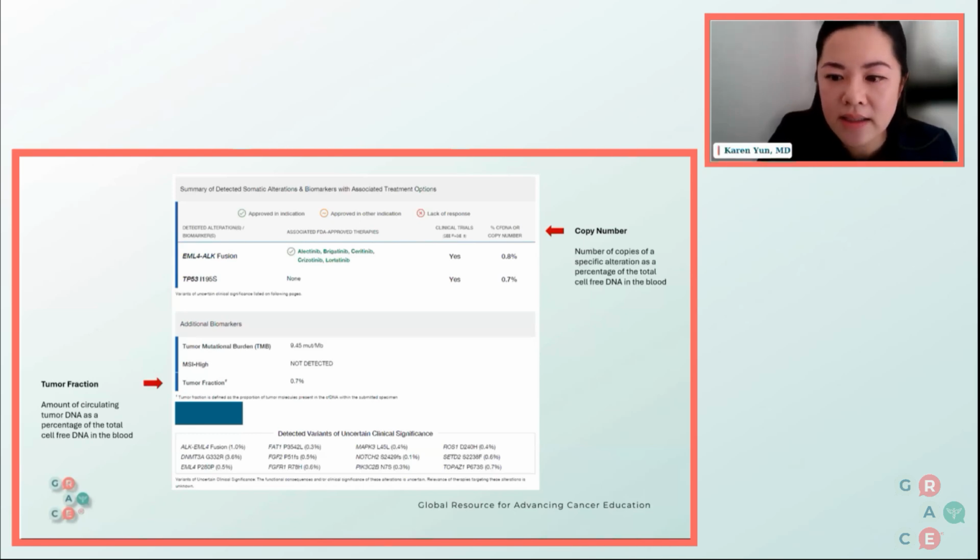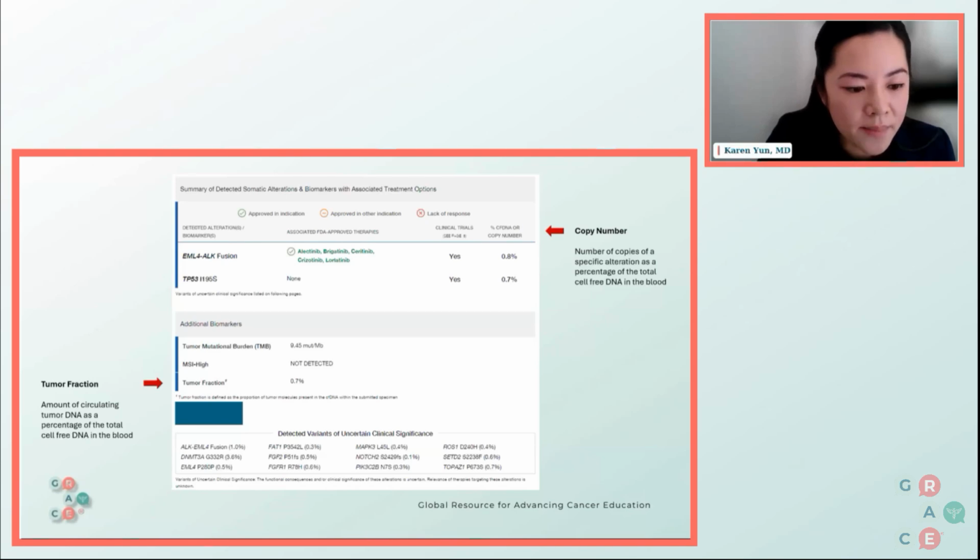Again, that's really primarily, it doesn't necessarily influence our treatment decisions, but again, important to talk about with your medical oncologist. But right now, we're not using the copy number to really decide our treatment recommendations. The other part of the molecular testing report on blood that was also seen in the tissue report was this tumor mutation burden that's listed, as well as the microsatellite instability status.